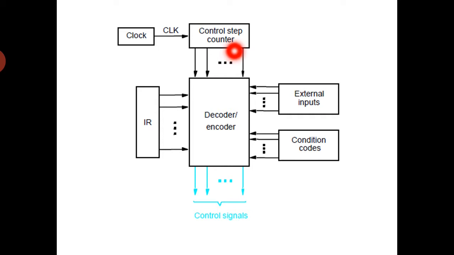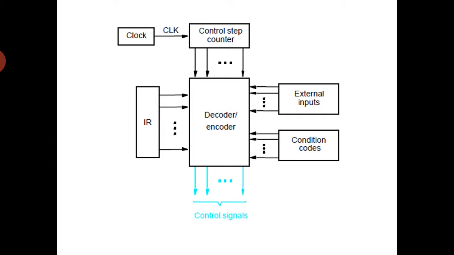Each state or each count of this counter corresponds to one control step. The required control signals are determined by the contents of the control step counter, the contents of the instruction register, the contents of the condition code flags, and external input signals. Here external input signals means memory function complete and interrupt request. So these signals come under the external input signals.